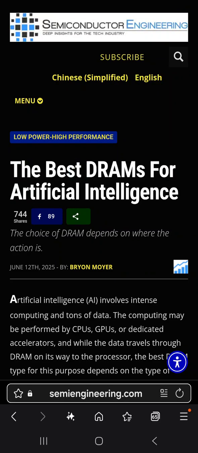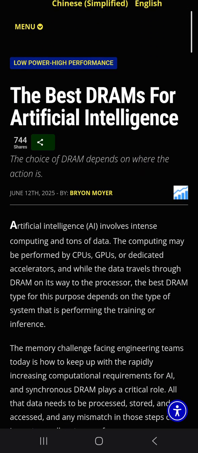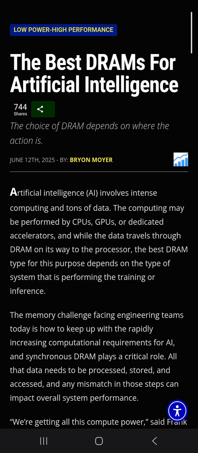The best DRAMs for artificial intelligence. The choice of the DRAM depends on where the action is. Artificial intelligence, AI, involves intense computing and tons of data. The computing may be performed by CPUs, GPUs, or dedicated accelerators, and while the data travels through DRAM on its way to the processor, the best DRAM type for this purpose depends on the type of the system that is performing the training or inference.